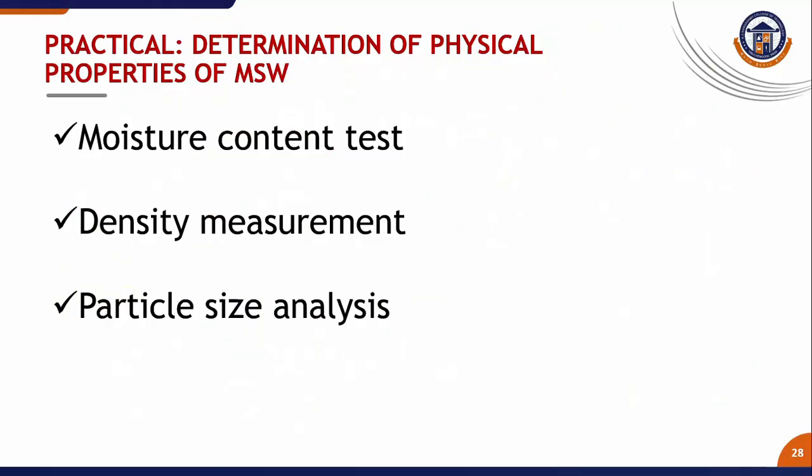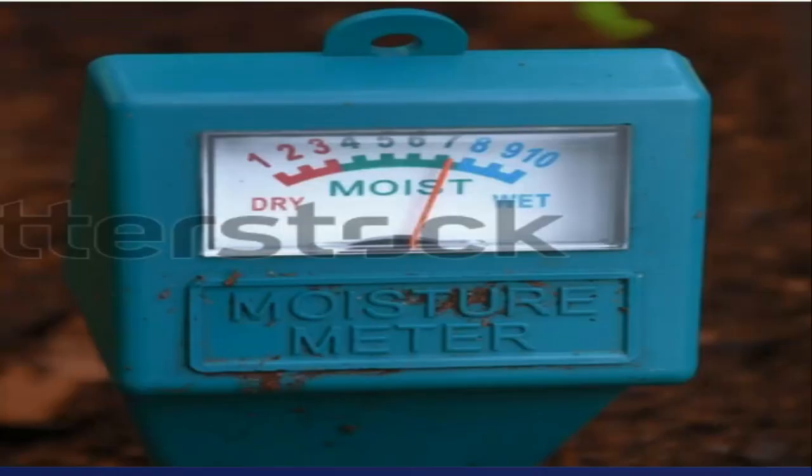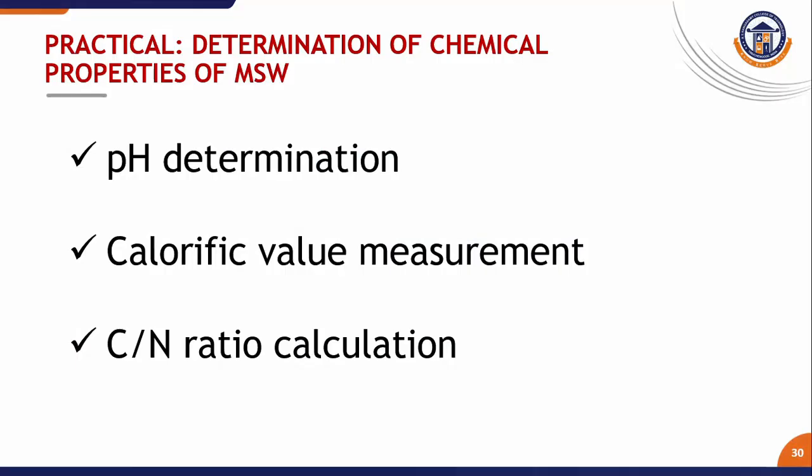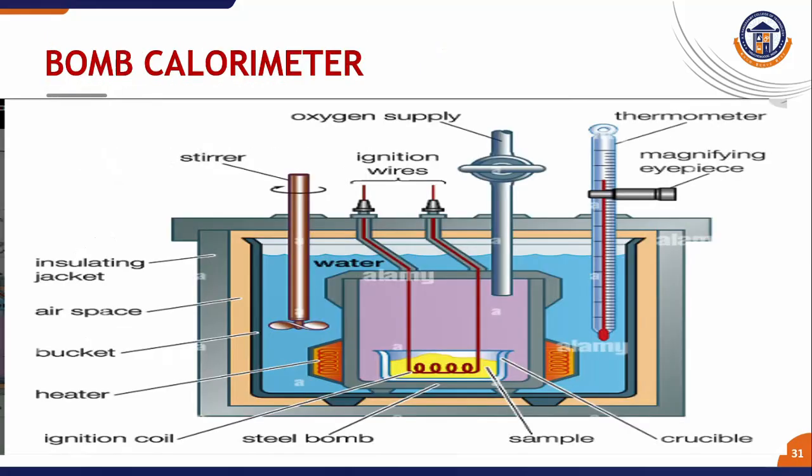Determination of physical properties of MSW: moisture content test, density measurement, particle size analysis. Here the moisture meter is shown, and pH determination, calorific value measurement, C/N ratio calculation. It is a bomb calorimeter which is shown in the figure.